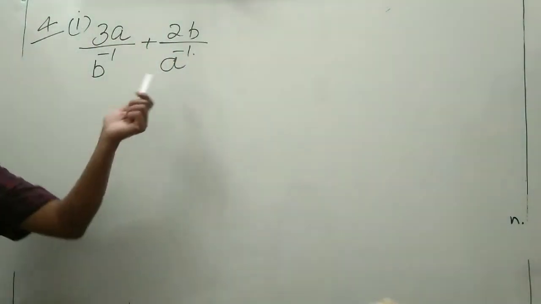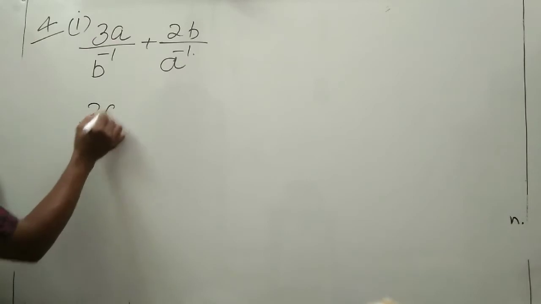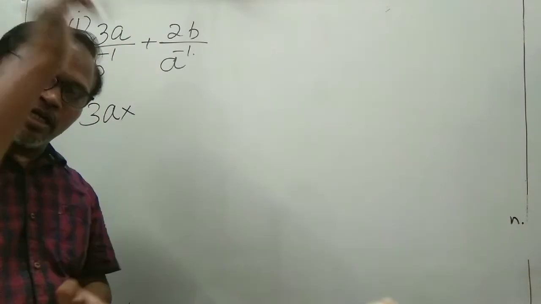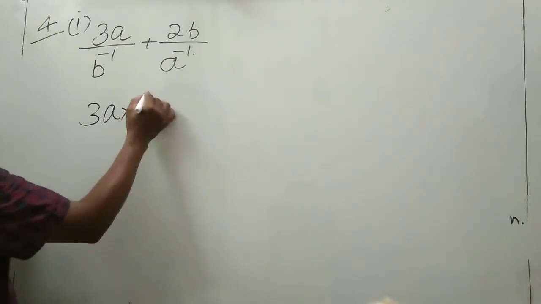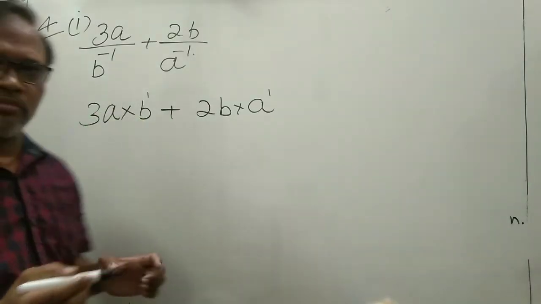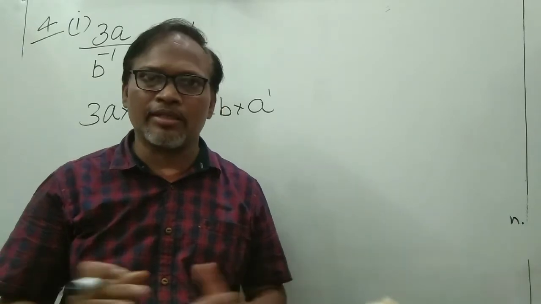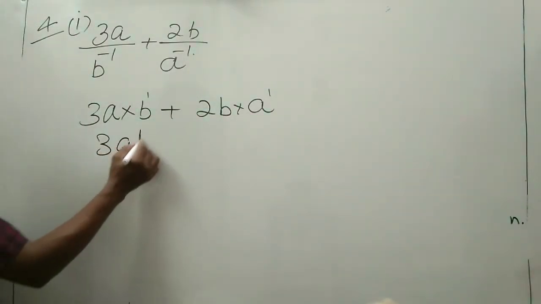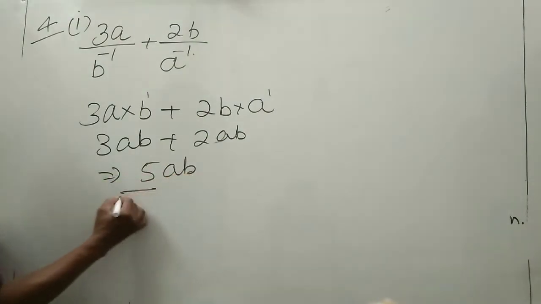Simplification again. Because the power is minus 1, you can change it into positive. Because it is already in the denominator, if you write it in the numerator, it will change into the positive power. So 3a b to the power 1 plus 2b into a to the power 1. You write the power 1 or don't write it, it doesn't matter. It is not always written, so it is understood that the power is 1. So this is 3ab plus 2ab, which is equal to 5ab. This is the simplification.